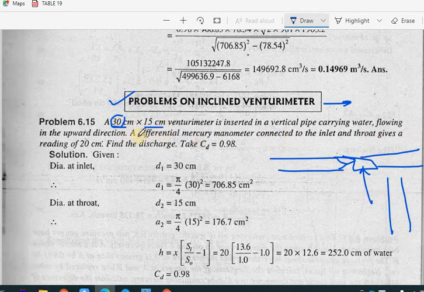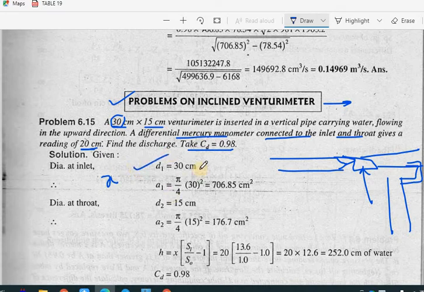The differential mercury manometer is connected to the inlet and throat, which gives the reading of 20 centimeter. So the reading which has been coming in is 20 centimeter. That means the x value is 20 centimeter. Find the discharge, take CD equals 0.98. So first we'll write all the given parameters.